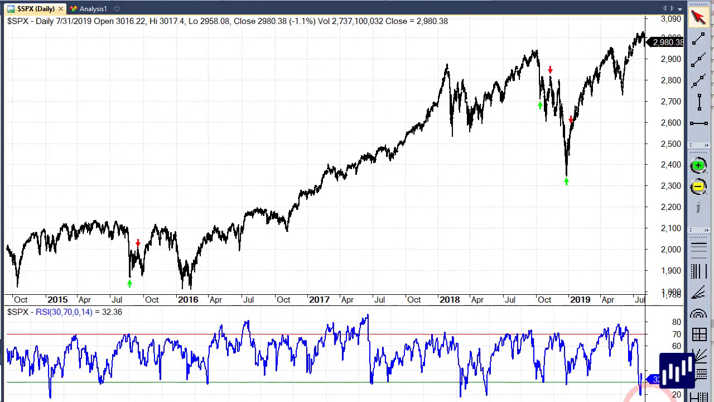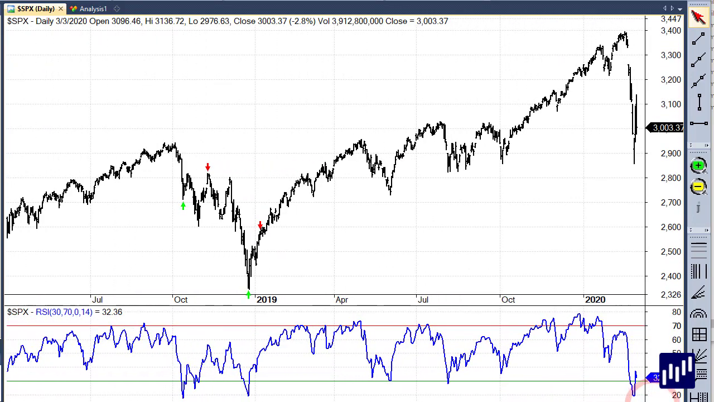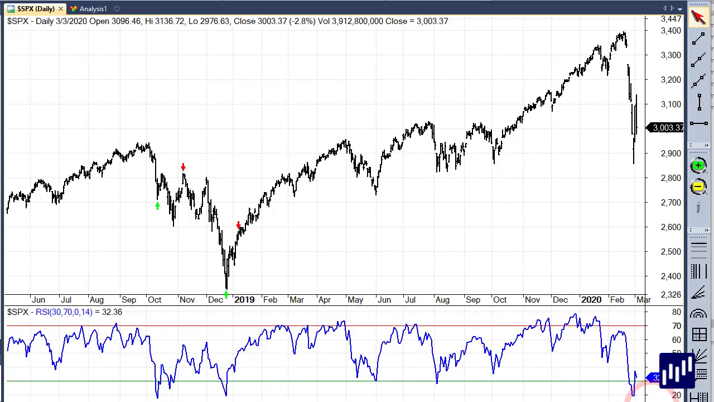But I also wanted to go back and see what happened when RSI moved below 30 after a period of being in an uptrend, say above 70, and that initial move below 30. What happened after that in the S&P 500?